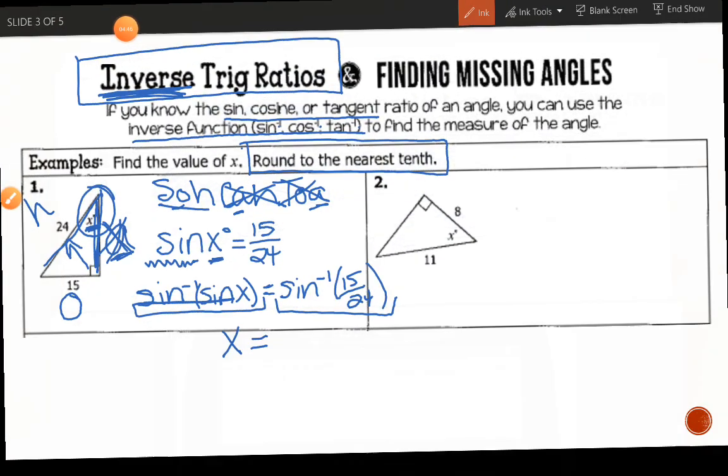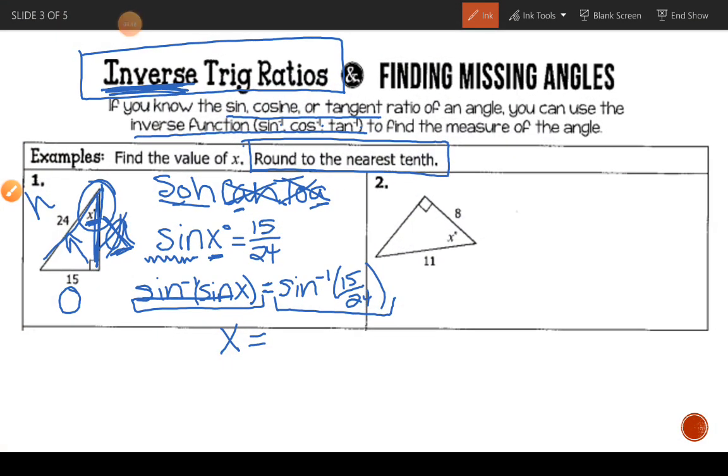So let's go back to our answer. It's going to be 38.7 degrees because we're trying to find an angle. That's the difference between trying to find an angle and a side. When you're trying to find an angle, you use the inverse button. When you're just trying to find a missing side, you don't; you just use the regular function. Okay, so let's do another example.